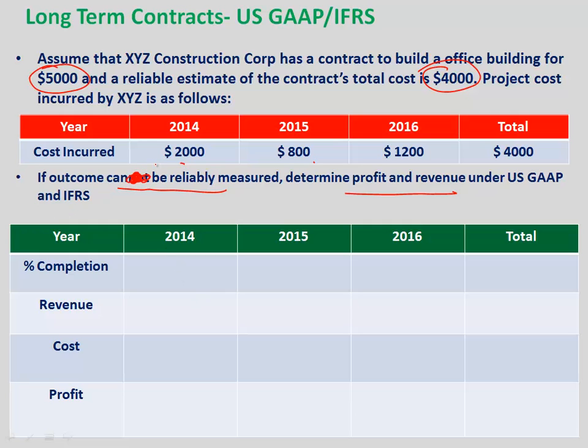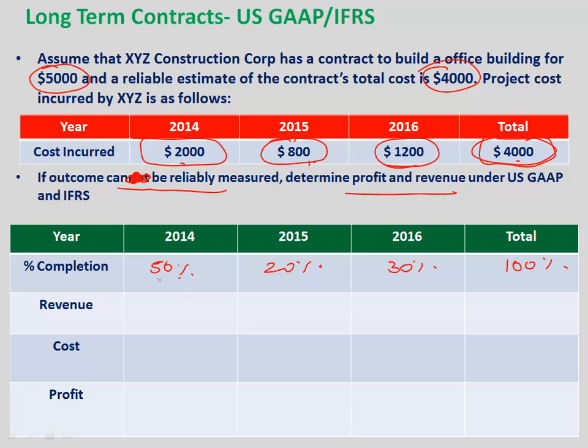If the outcome can be reliably measured, we know that both IFRS and US GAAP use the percentage of completion method. So how do you calculate percentage of completion? Total cost is 4,000, out of which this year we have spent 2,000, which means the proportionate cost spent this year is 50%. Cost is 800 in 2015, total cost 4,000. So 800 as a ratio to 4,000 would be 20%, and 1,200 as a ratio to 4,000 would be 30%. So 50 plus 20 plus 30, total is 100%. Once we have percentage of completion, total revenue of 5,000 multiplied by 50% gives us 2,500. 5,000 into 20% gives us 1,000. 5,000 into 30% gives us 1,500, and that's how we recognize a total revenue of 5,000.